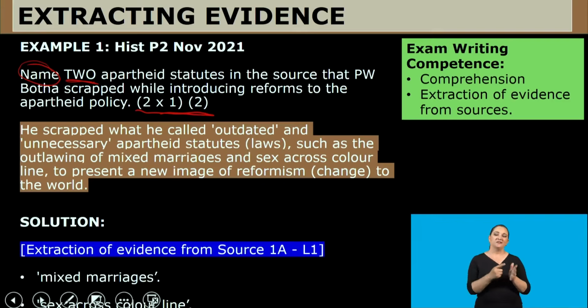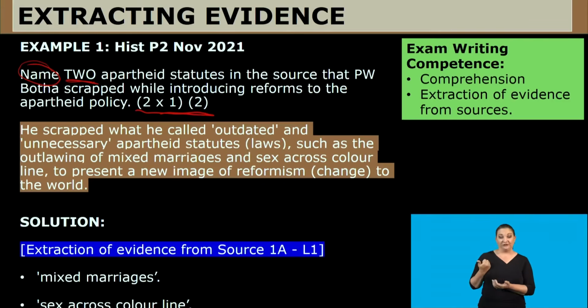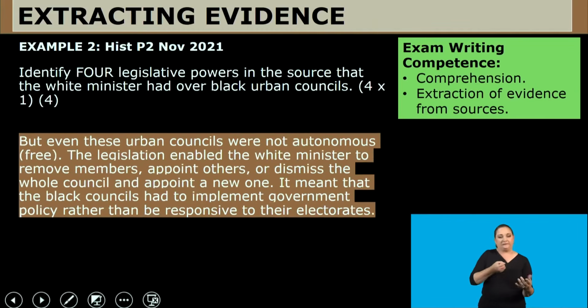So if you look at the solution there, it tells you it's mixed marriages and sex across the color line. That is straight from the source. So that is extracting evidence from the source.